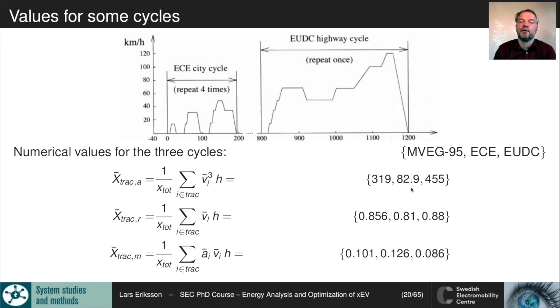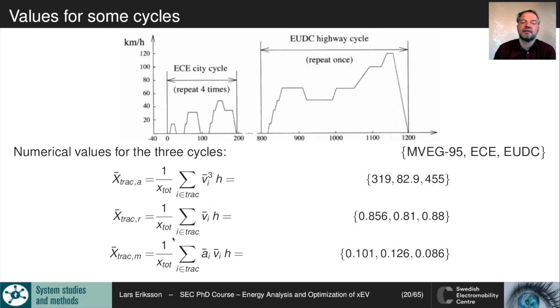For example, the city cycle has low velocities, and low velocities means that we're not really exciting the aerodynamic drag. So the aerodynamic drag should be lowest for that one, and it should be the highest for the highway driving, where we have really high speeds. We're going up to 120 kilometers an hour there. So it's natural that this one is the biggest there.